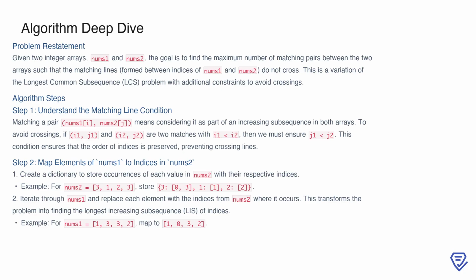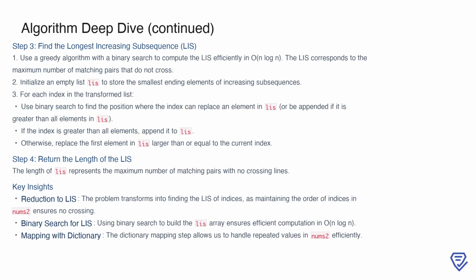do not cross. The next step is to find the longest increasing subsequence, or LIS, from the transformed list of indices. To do this efficiently, we can use a greedy algorithm combined with binary search, achieving a time complexity of O(n log n). The process begins by initializing an empty list, LIS, to store the smallest ending elements of increasing subsequences. As we iterate through the indices in the transformed list, we use binary search to determine where the current index fits within LIS.